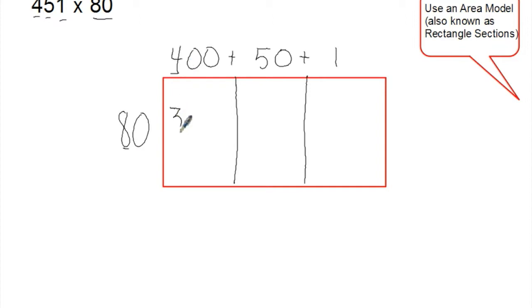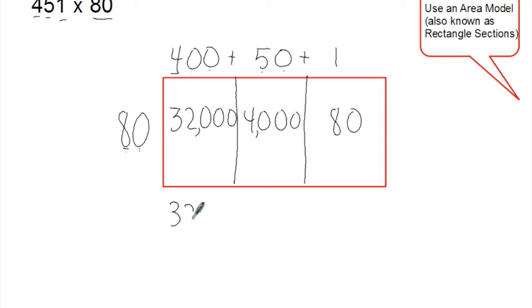So let's go ahead and use mental math. 8 times 4 is 32. Now take into account the place values of the zeros. So our answer for our first section is 32,000. Second section, 8 times 5 is 40. Account for the zeros place value. Our answer is 4,000. Last section is a very basic product of 80. 80 times 1 equals 80.